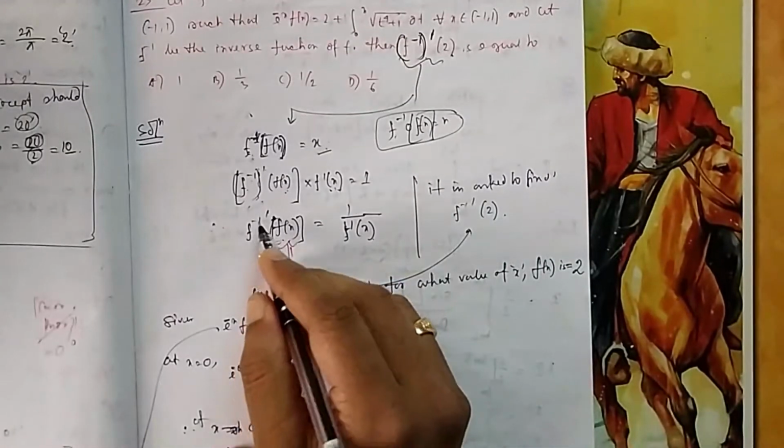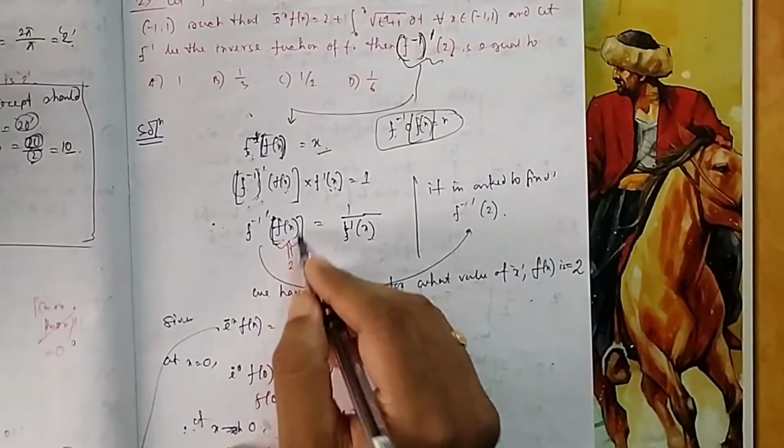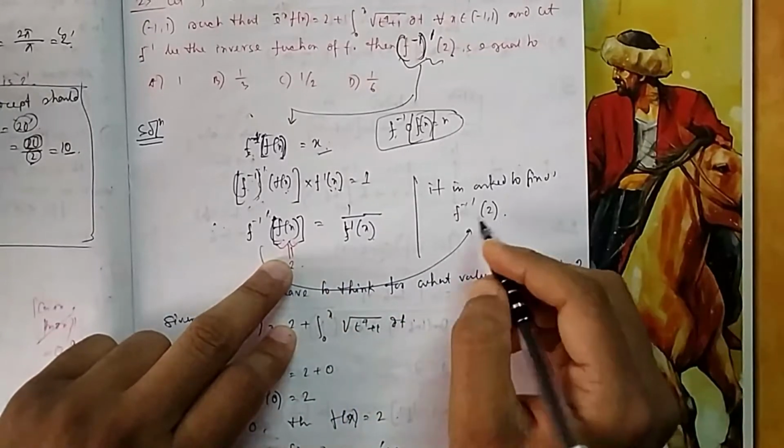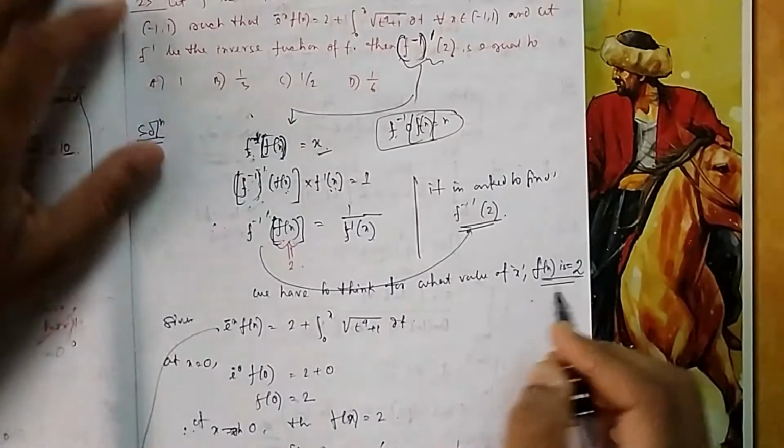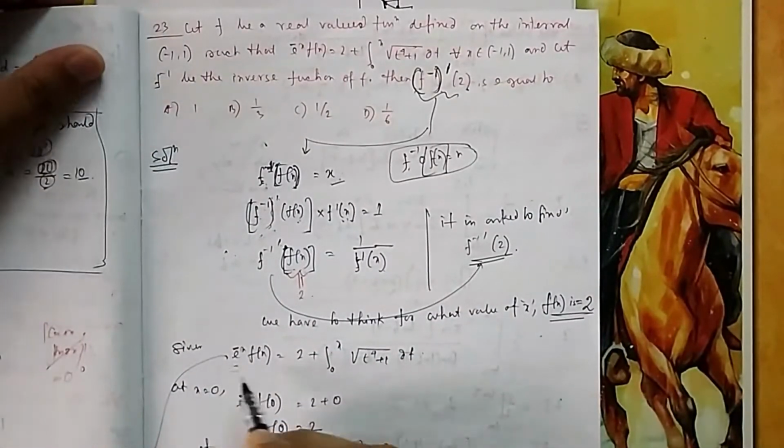Now they are asking for f inverse dash at the point 2, so this f(x) should be equal to 2, because they are asking this one. So you have to think about when f(x) will be equal to 2. You see your f(x), this is your f(x) of this fashion.